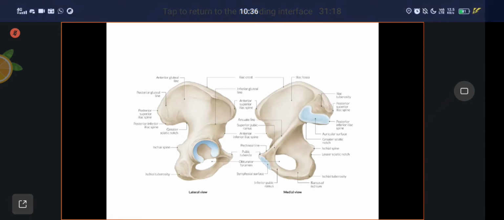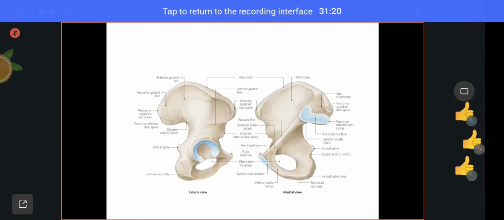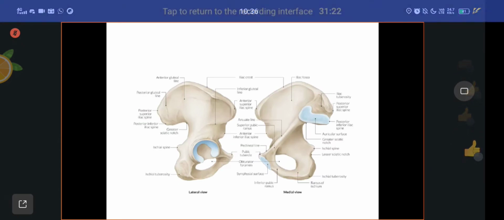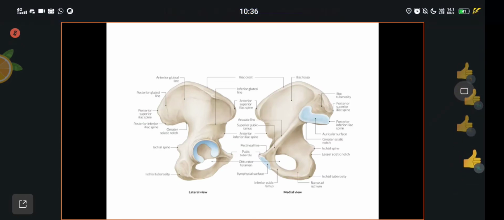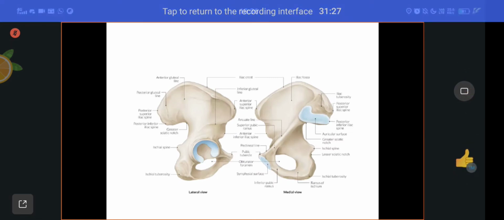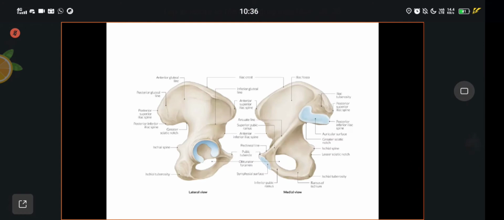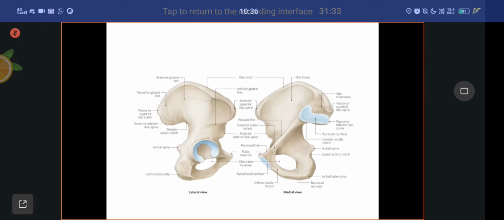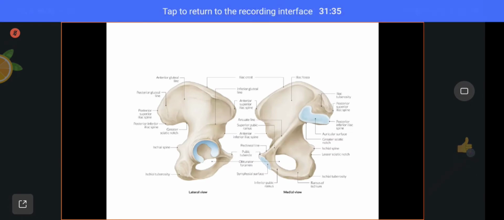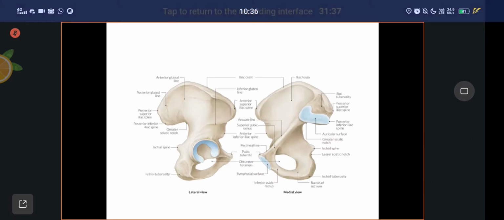So we have discussed the upper end, lower end, anterior border, posterior border, and medial border. And then we have studied the surfaces: the iliac surface, the sacropelvic surface, and the gluteal surface. Still now, have you understood this point?